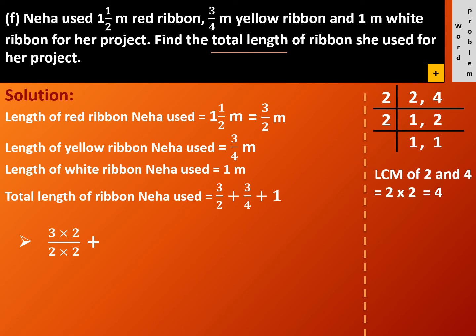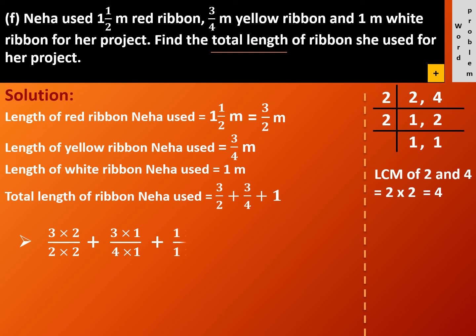Our second fraction is 3 upon 4 and we want 4 at the place of denominator. So which digit will you multiply to bring 4 in the denominator? Yes, the answer is 1 because 4 ones are 4. So we multiply numerator and denominator by the same number 1. Then we write the plus sign as it is.